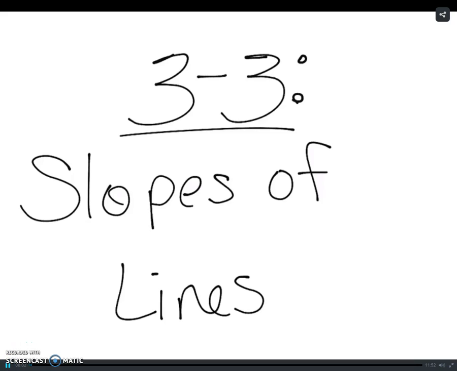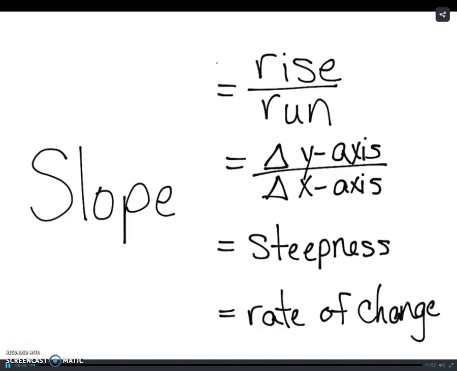Today we're going to be talking about slopes of lines. So first of all, let's talk about what is slope. Last year in algebra, you probably learned that slope is rise over run. And you probably counted, on a graph, the number of spaces up and then over from one point to another on a line, and then you reduced that fraction to get your slope. So that's one way to think about it.